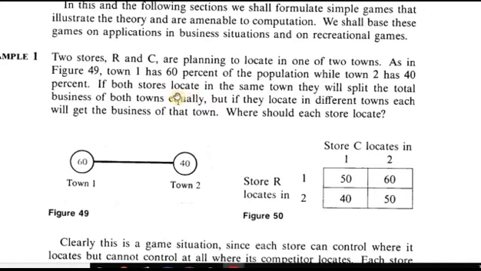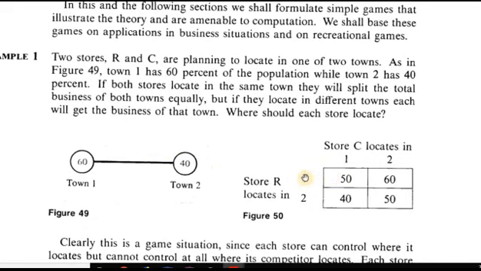Well, the payoff is determined by this. If both stores locate in the same town, they'll split the total business equally. But if they locate in different towns, each will get the business of that town. Right? So we can set up the alternatives as a matrix, kind of like the linear programming data box that we had before. The options for store R are to locate in town 1 or town 2. The options for store C are to locate in town 1 or town 2. All right?